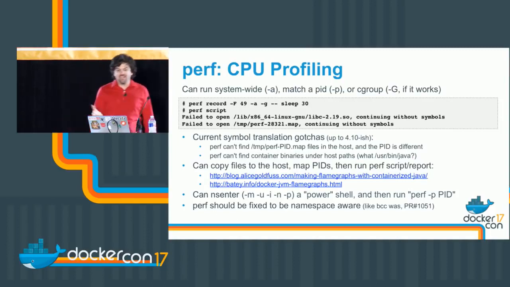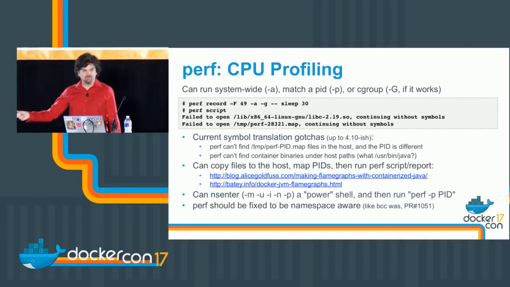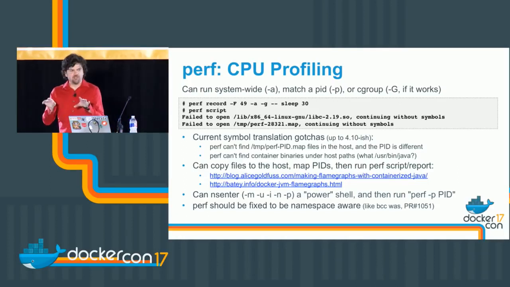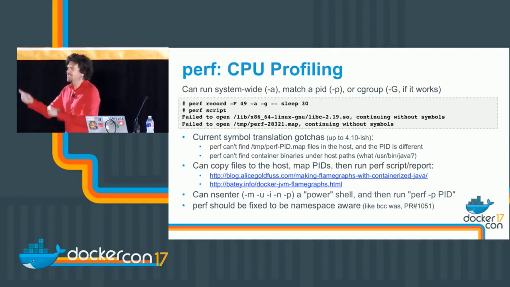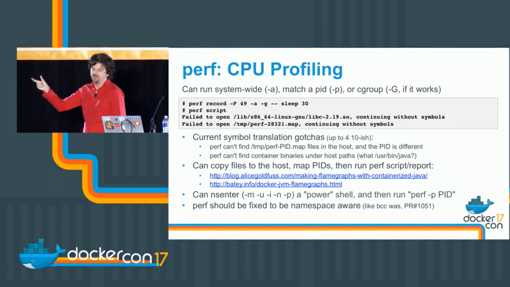And for the second one, there's two problems. The map file exists in the container, not the host's /tmp, and also the process ID is different. So I've profiled it in the host where that's called process ID 28321, but in the container, that's called process ID 301. So if I looked in the container, I would find a /tmp/perf-301.map file.